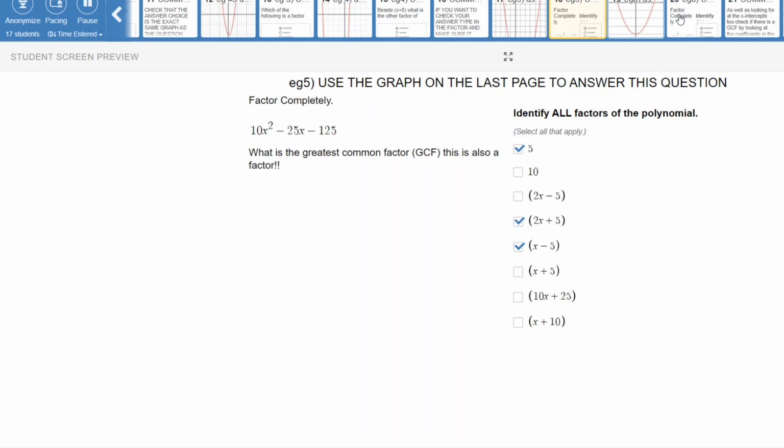And on a test, if we miss one of those, then we would get the wrong answer. 4x squared minus 400. There is also a reminder about what is the greatest common factor. So let's go back to the graph.